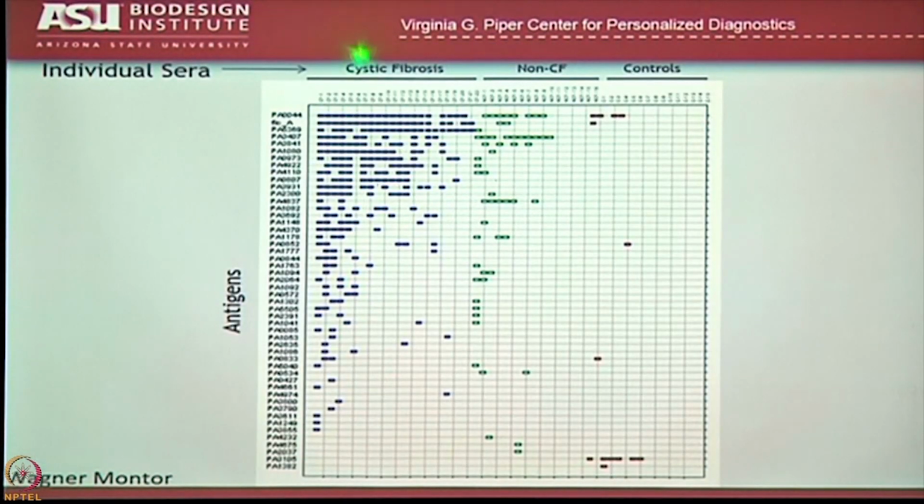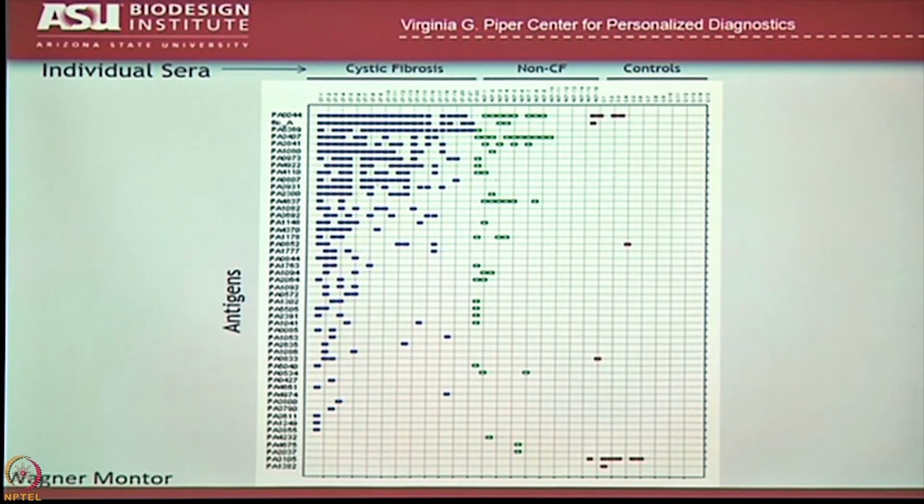And if you look at patients in columns and antigens in rows, you'll see that these top 12 or so antigens show up in numerous patients. And so this is the group of proteins that we should be looking at to think about developing a vaccine.